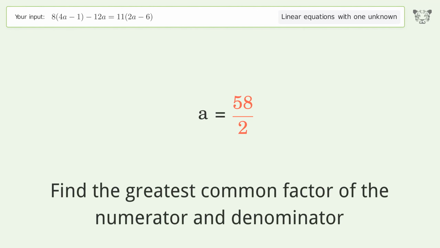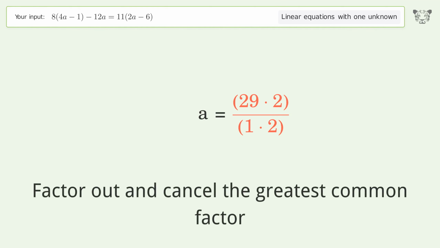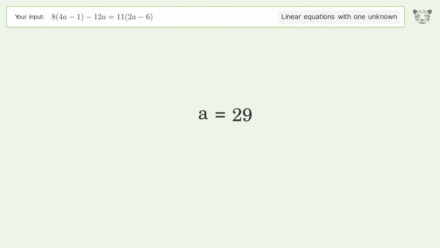Find the greatest common factor of the numerator and denominator. Factor out and cancel the greatest common factor. And so the final result is a equals 29.